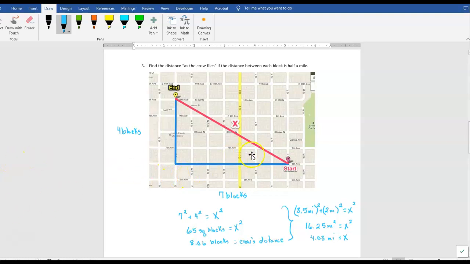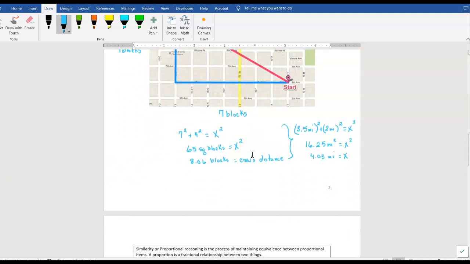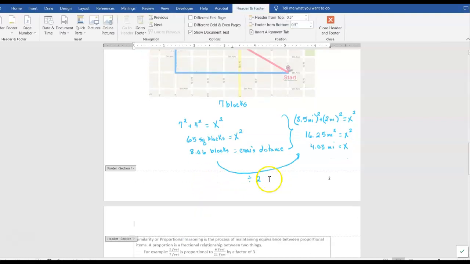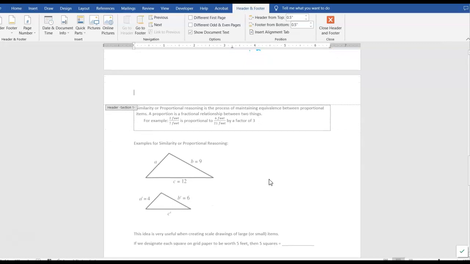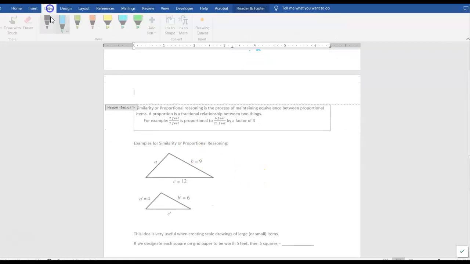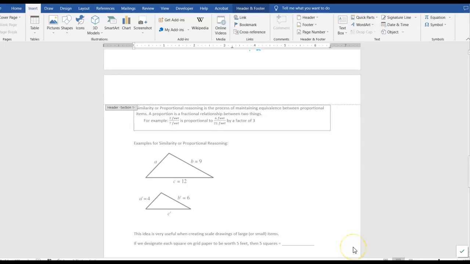And if you think about it, every block is half a mile. So what we do is just scaling. We could have divided our blocks by 2 to end up with how many miles we want. And this is just called scaling, which leads us to this next idea of similarity. So similarity, or proportional reasoning, is a process of maintaining equivalence between 2 proportional objects. And a proportion is a fraction, so it's a relationship.